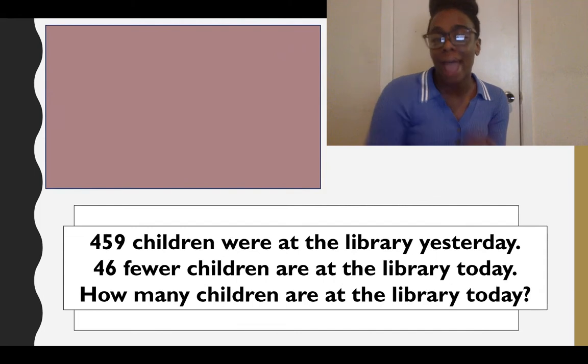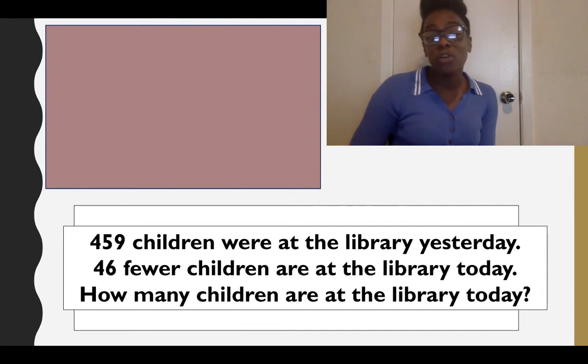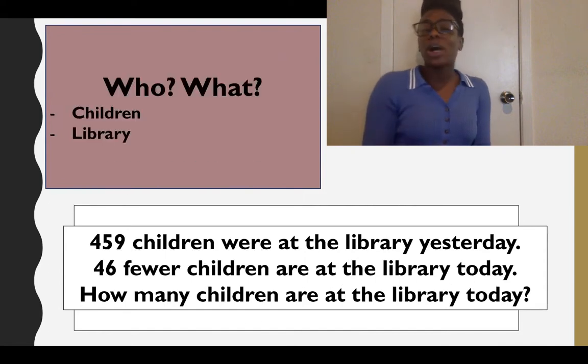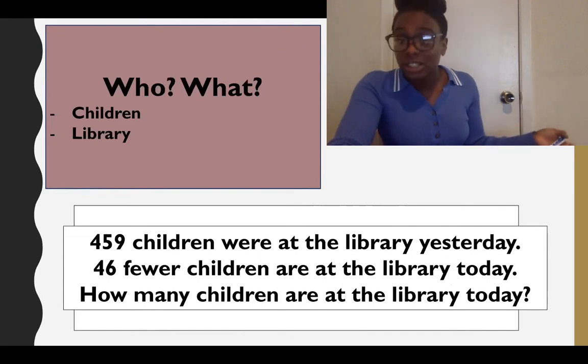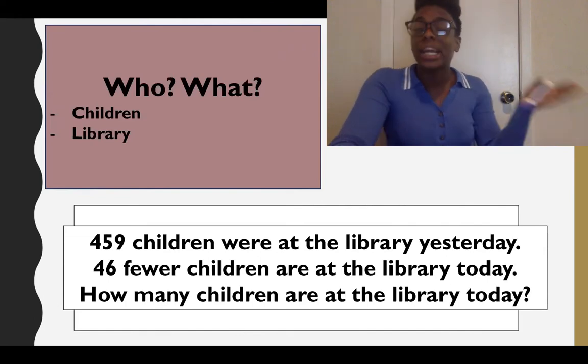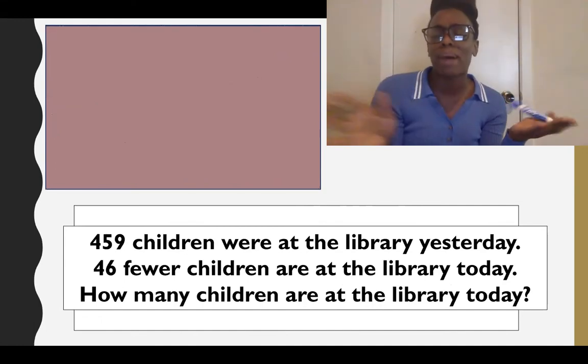459 children were at the library yesterday. 46 fewer children are at the library today. How many children are at the library today? So again, what is this problem talking about? It's talking about children and it's talking about the library. It's talking about yesterday's amount of children at the library and today. So let's talk about this real quick.